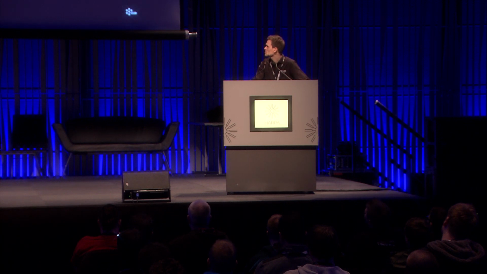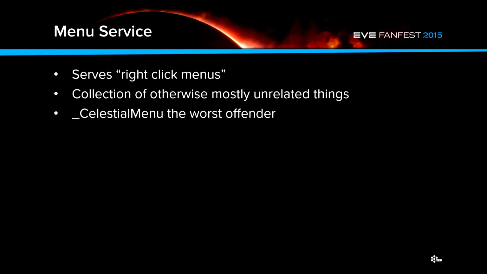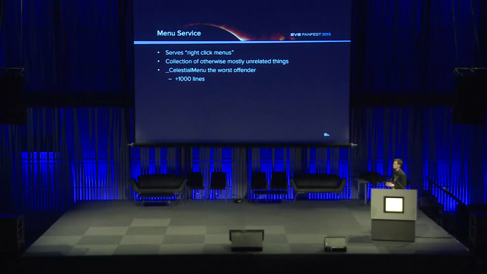And that's bad, but it's not so horrible. But Celestial menu is by far the worst offender. That's what creates the menu when you right-click anything in space. And it's more than 1,000 lines. I think it's like 1,300 lines. It takes in 7 arguments, where one of them is data. And because it's Python, it's not going to be data that has these attributes. It's going to be data that is, whatever.